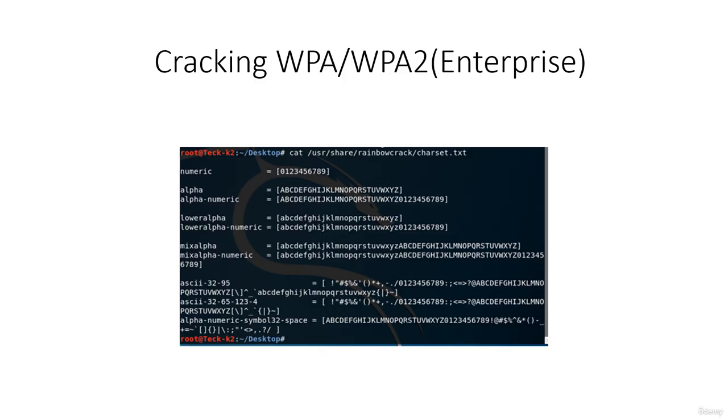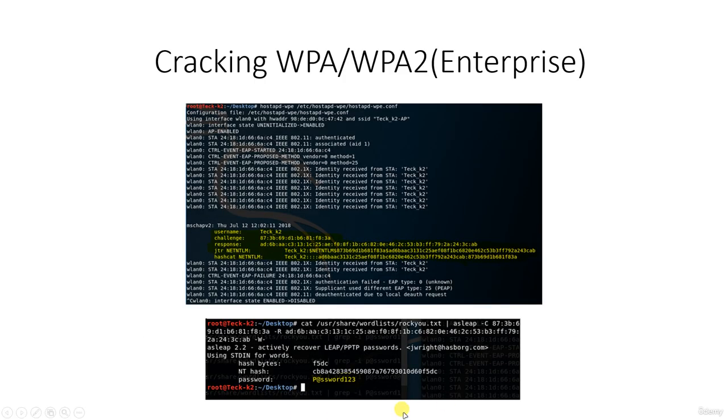Then if it's matched, as you can see, all of them are in here, and this is the hash dump. In this way you can crack a WPA or WPA2 Enterprise password. Similarly, you can use other ways, but I think this is the easiest way to crack the enterprise WPA2 password.